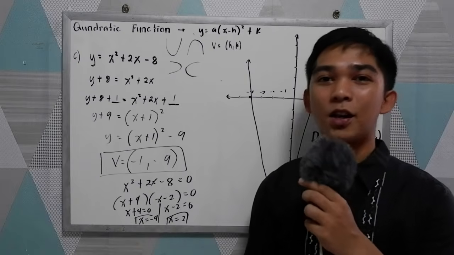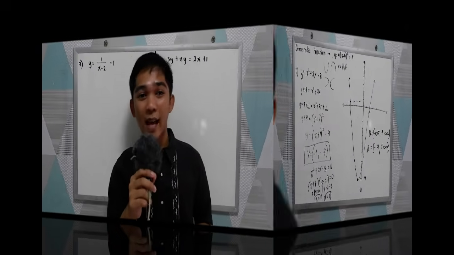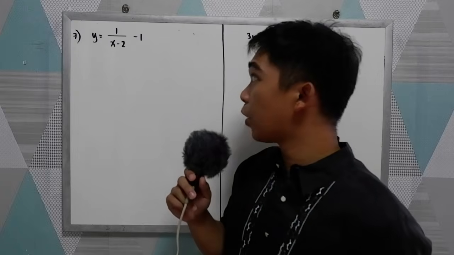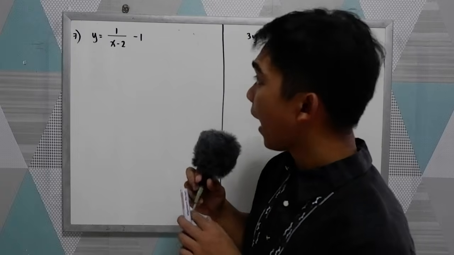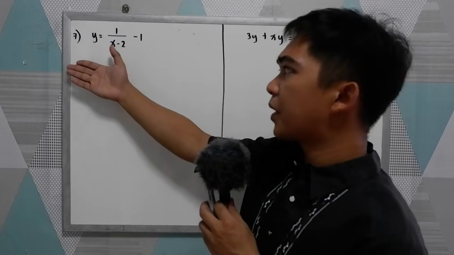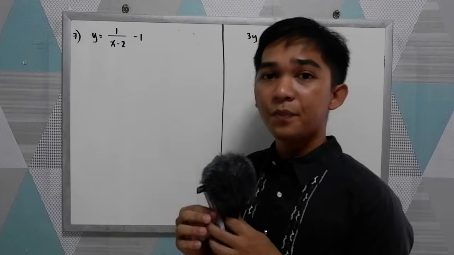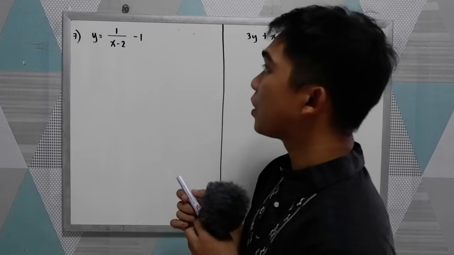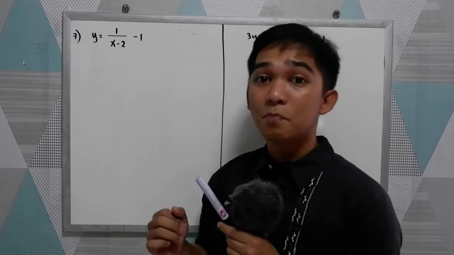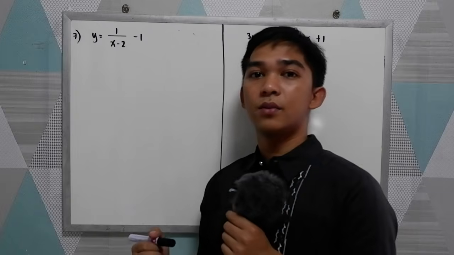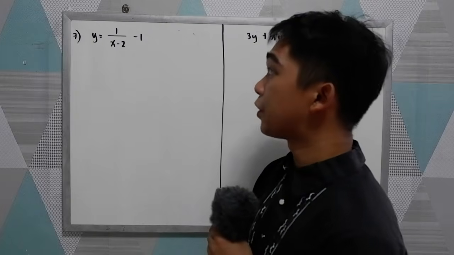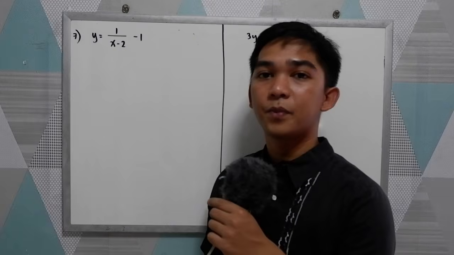Next will be the rational functions. And now our last function, the rational function. Example number 7, y is equal to 1 over x minus 2, minus 1. Studying our problem, it is a rational function. We know that in a rational function, we have a ratio a over b, and b must not be equal to 0. Our denominator must not be equal to 0 because that will give us undefined.